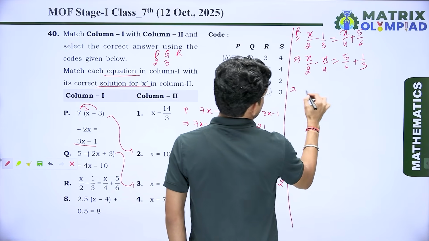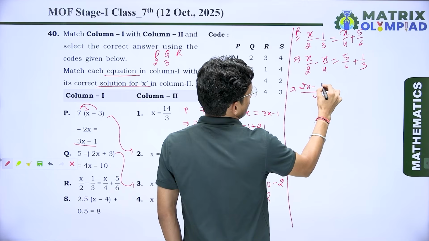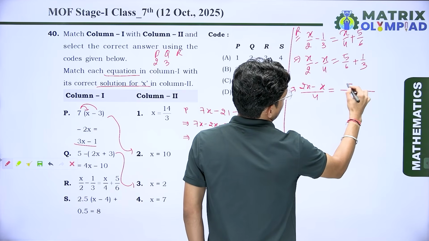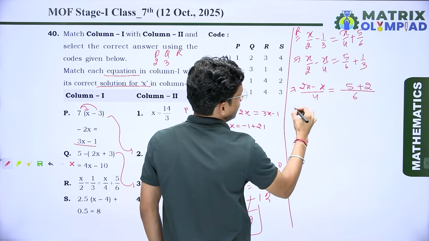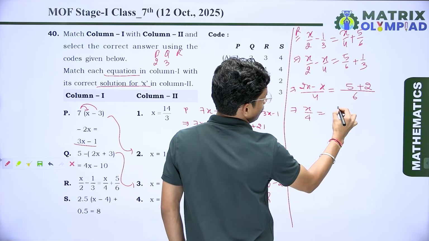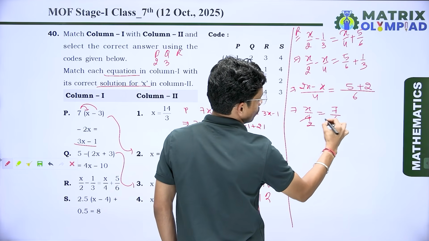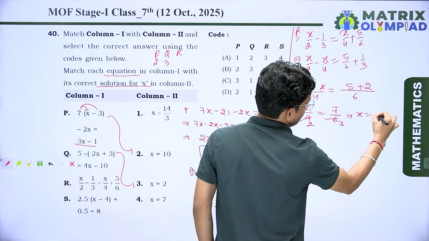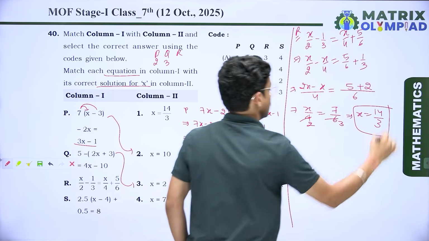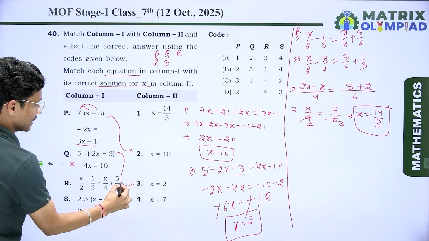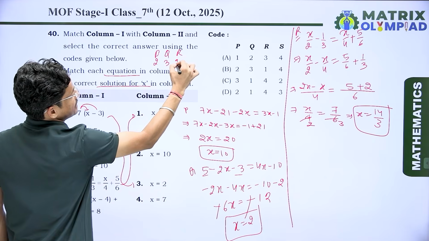So when I take LCM, I can write here (2x minus x)/4 is equal to (5 plus 2)/6. So I can write here x upon 4 is equal to 7 upon 6. So 2, here we get 3. So the value of x we get is 14 upon 3. It means R is connected to 1. So I can write here R is connected to 1.